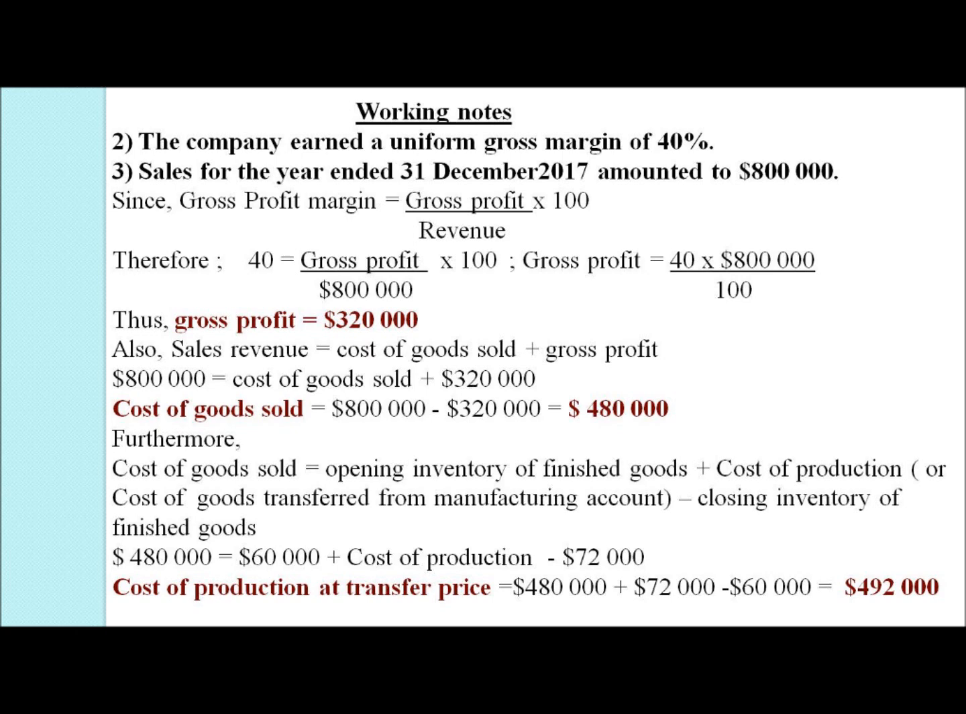Once we use this value of gross profit and the sales revenue value in the formula, sales revenue is equal to cost of goods sold plus gross profit, we get the value of cost of goods sold. After doing this, we calculate the cost of production using the values of cost of goods sold, opening and closing inventory. We get the value of cost of production as $492,000.